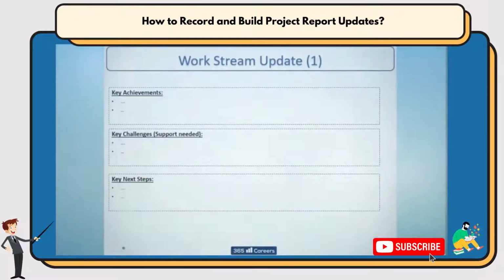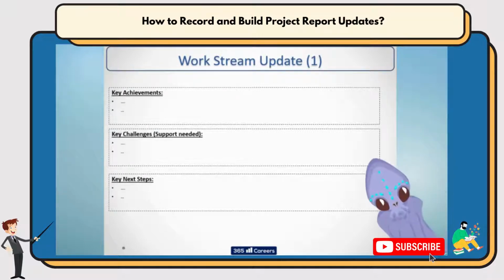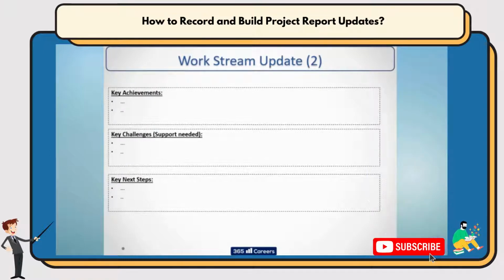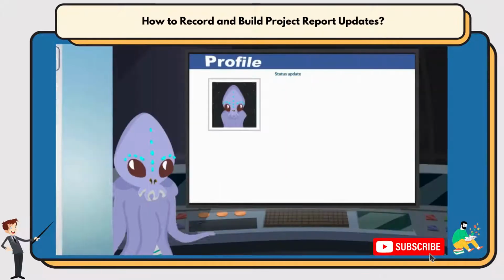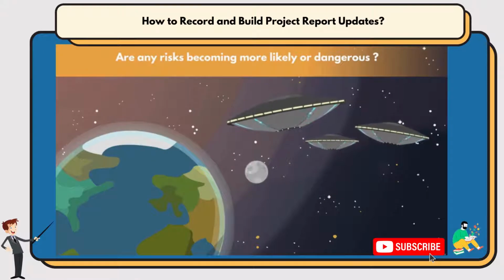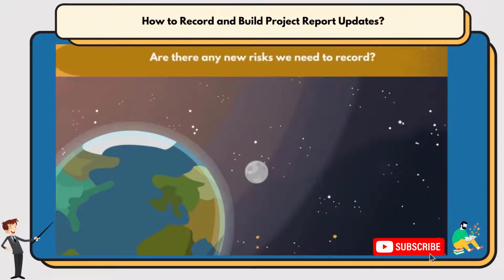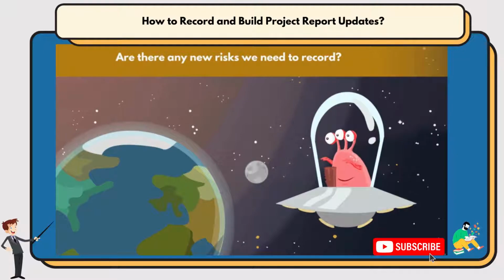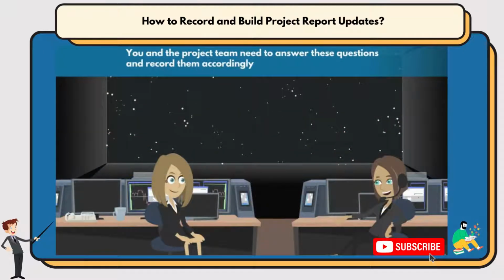Let's look at the work streams for our Lamborghini project. For each stream, you or the stream owner can present updates and any challenges or risks, and you will present the schedules and actual data recorded so far. When reviewing each stream, you must be able to compare the situation to project constraints. After that, it's time to review the risks. Have any open risks changed their status? Are any risks becoming more likely or dangerous? Do we need to trigger a contingency plan? Are there any new risks we need to record? You and the project team need to answer these questions and record them accordingly.